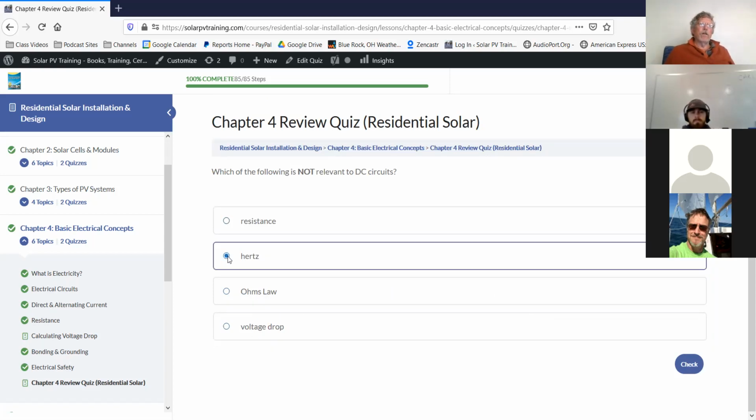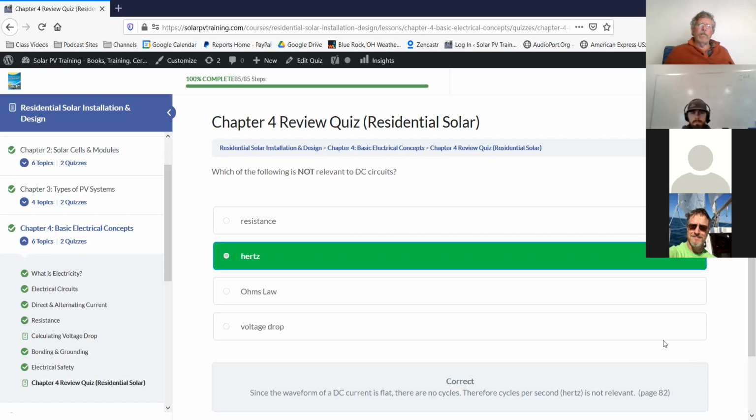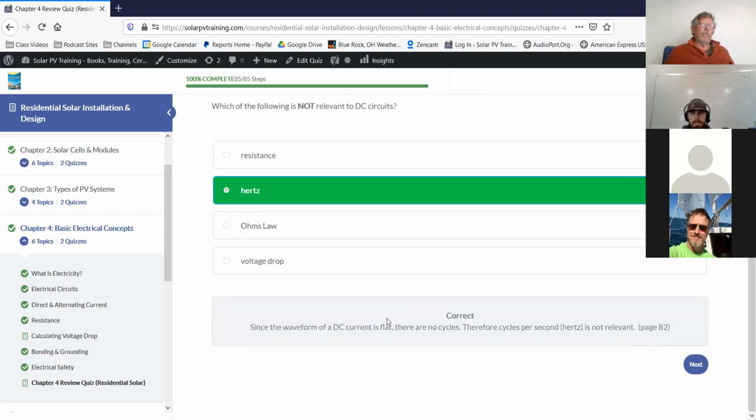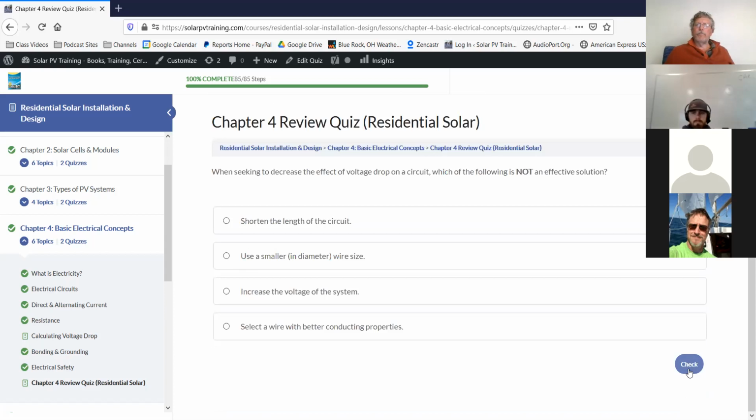But Hertz is the frequency, the number of cycles per second. And if there are no cycles, as there are none in DC, then that's not relevant. So Hertz would be the issue. And of course, here in the US, we operate at about 60 Hertz, which is 60 cycles per second. Most of the rest of the world, they're going to operate at 50 Hertz. Those are kind of the 2 standards, 50 and 60.